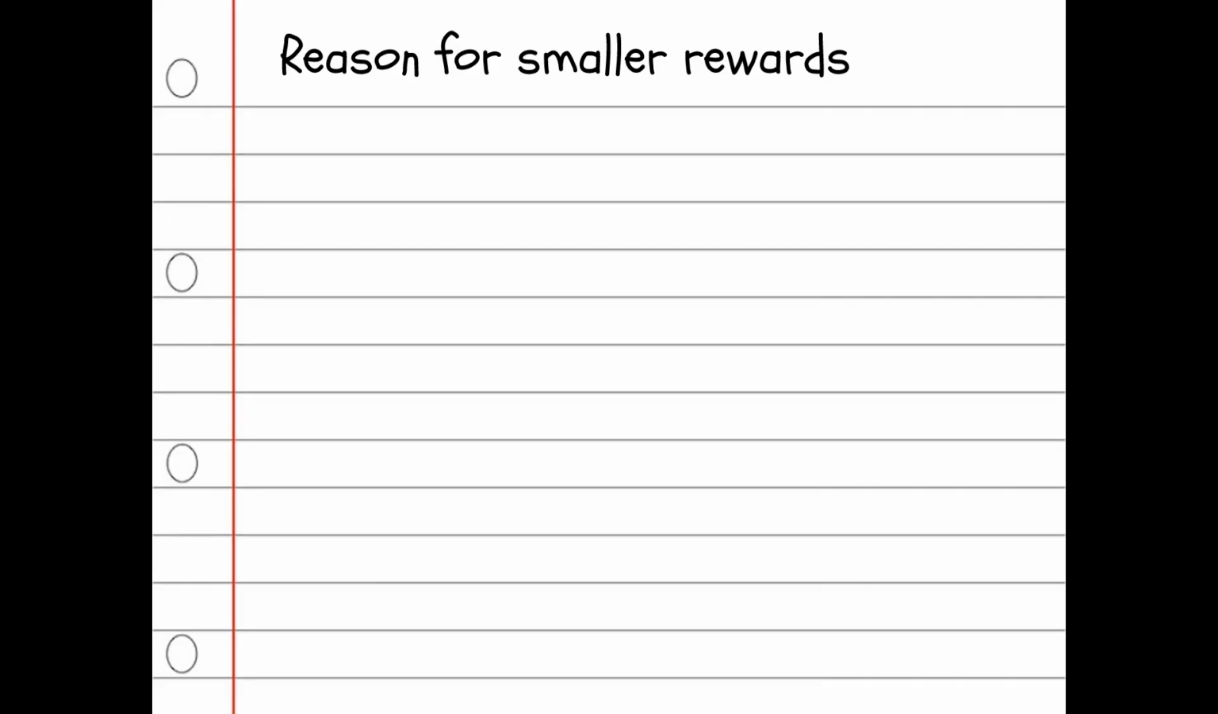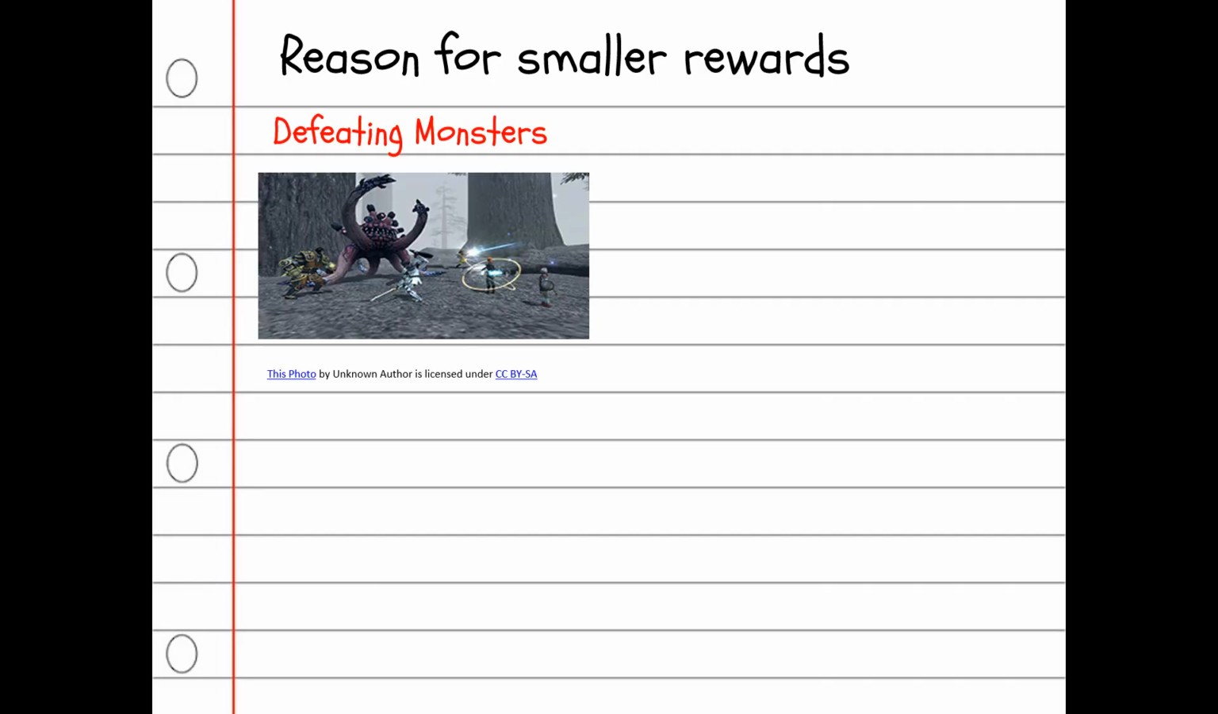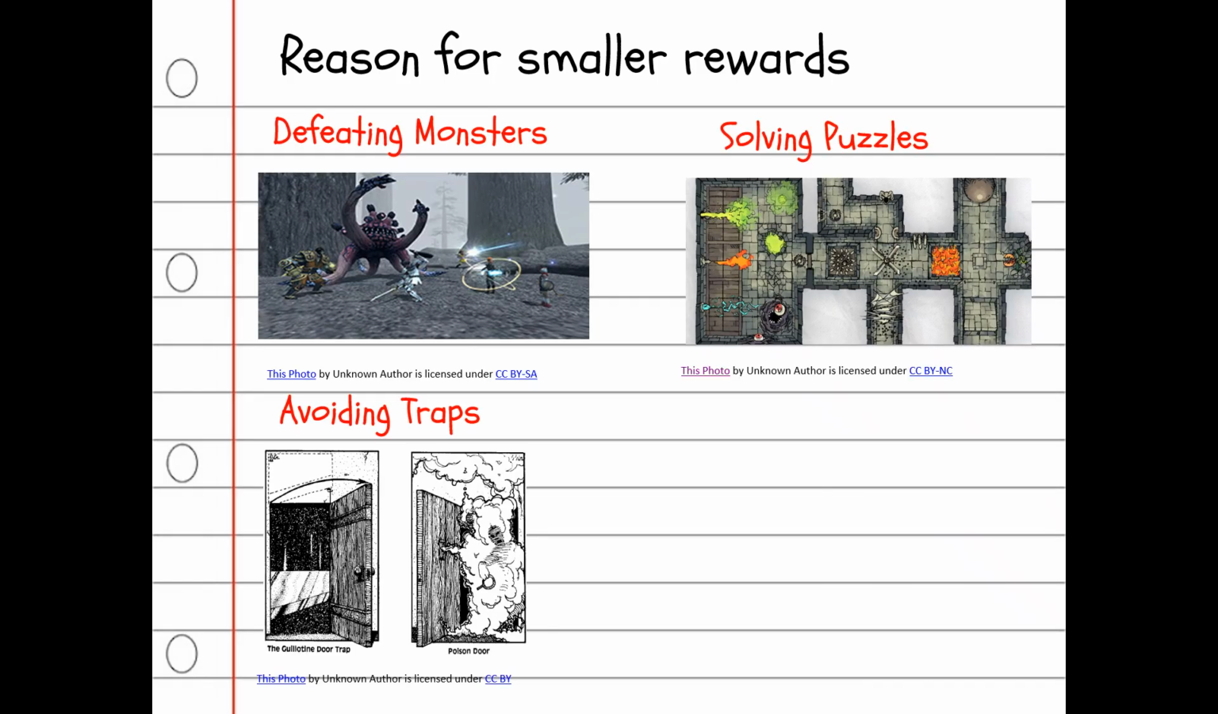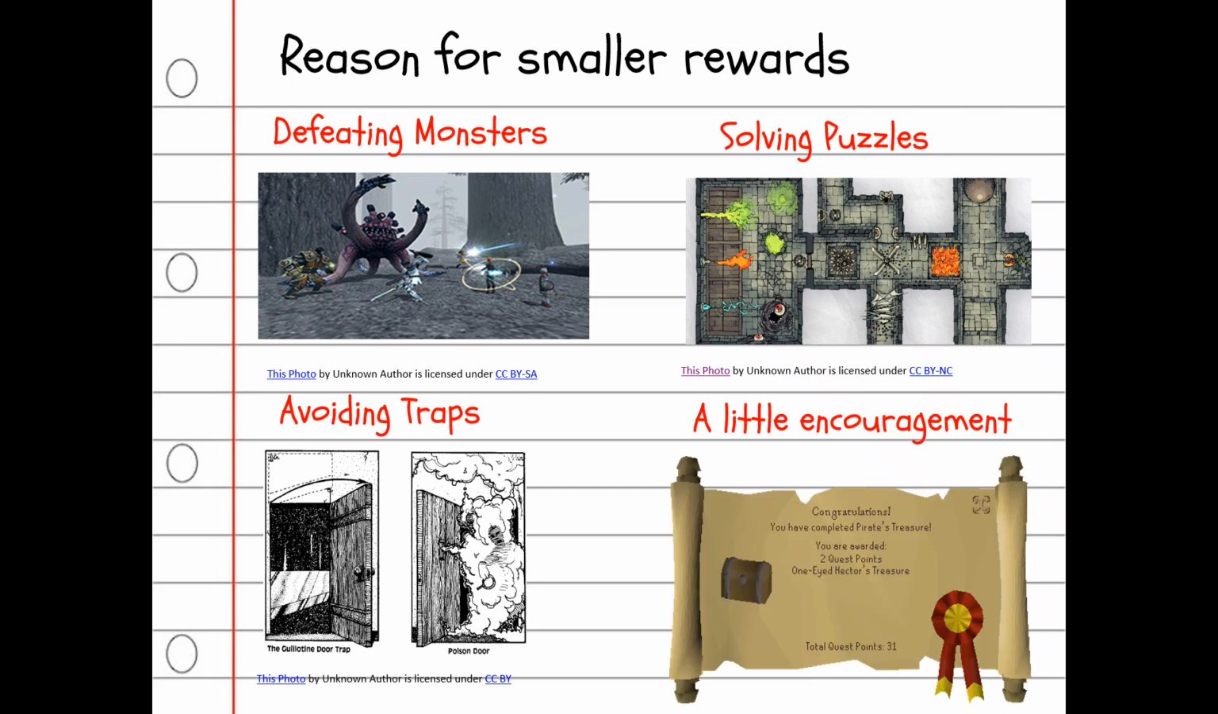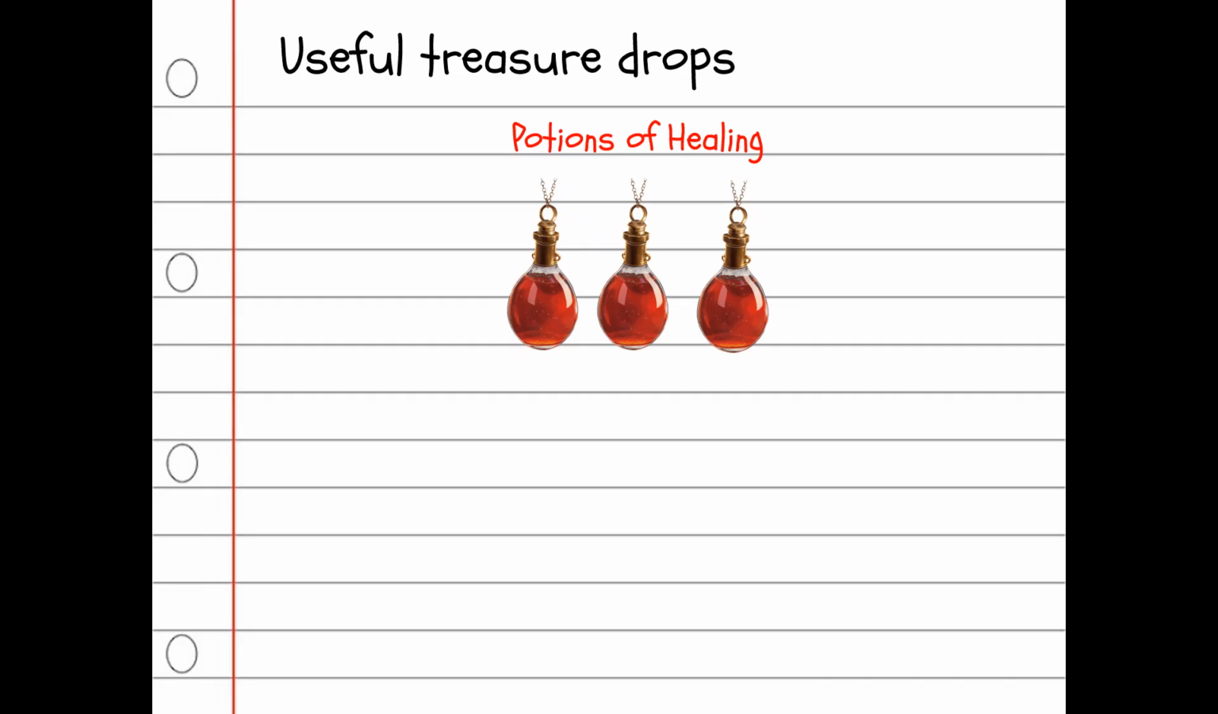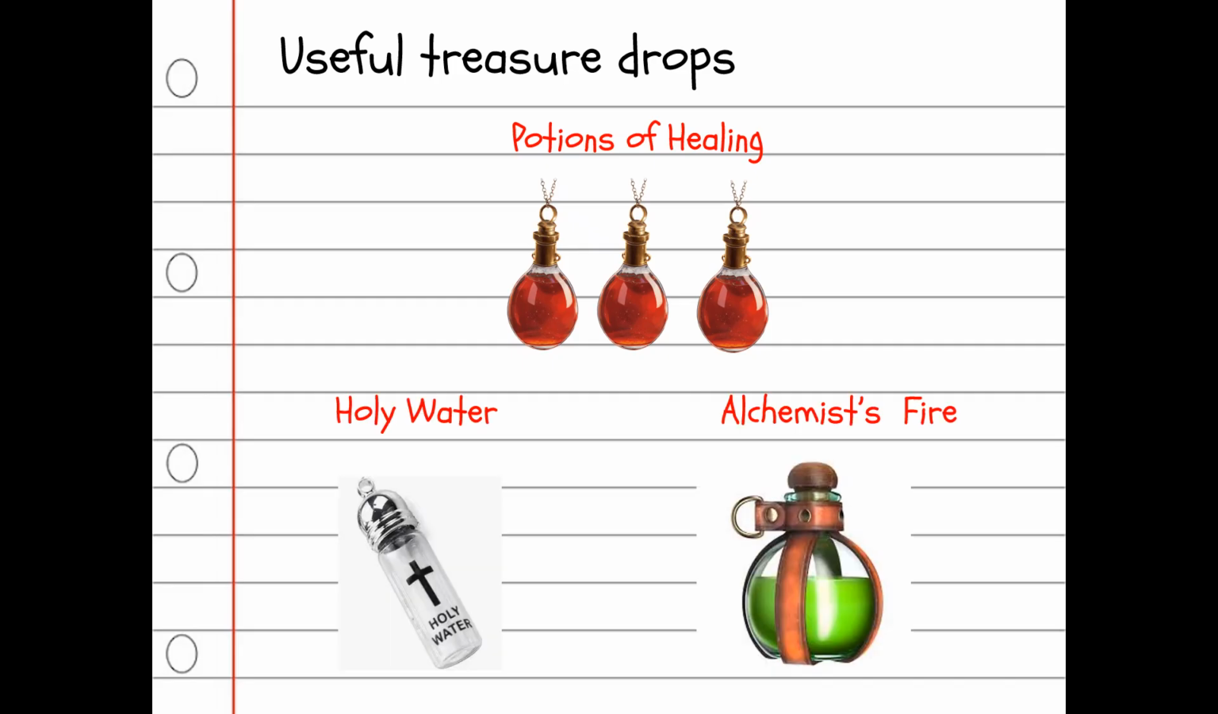In addition to the main treasure, be sure to place a few smaller treasures throughout the dungeon as rewards for defeating monsters, solving puzzles, avoiding traps, or just because your PCs need a little encouragement. Especially at lower levels, it's worth considering consumable magic items that can help the players survive or fight the villain more effectively. Potions of healing, holy water against undead, or alchemist fire if they're fighting frost giants, things like that.